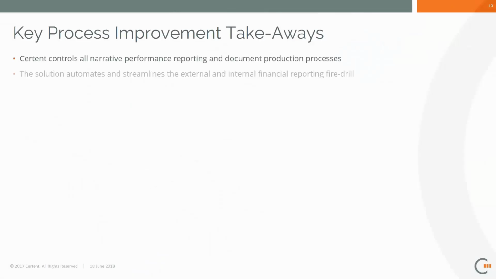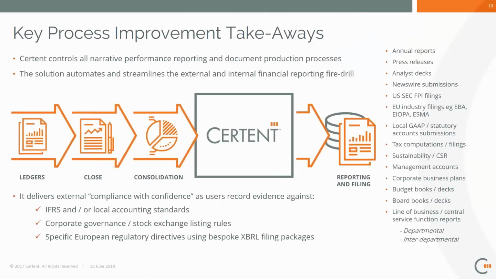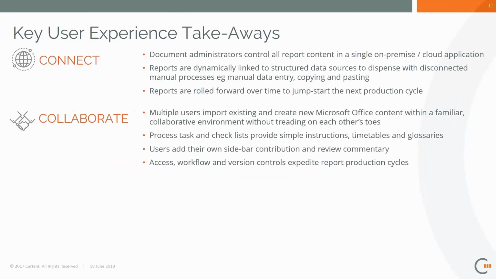In terms of the key process improvement takeaways, Certent automates and streamlines report production processes, as we've seen, providing more efficient, controlled, repeatable, and de-risked report production cycles. The platform services a wide range of report outputs, as you can see on the right-hand side of the screen, including external, regulatory, and internal reports.